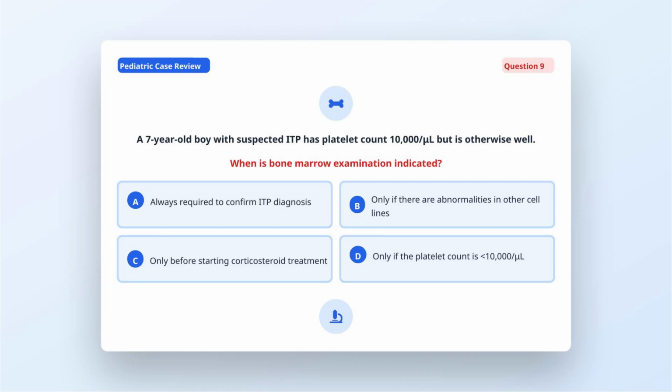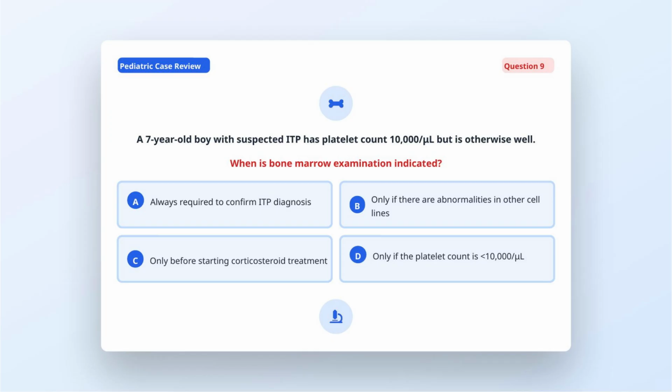Regarding bone marrow studies, a 7-year-old boy with suspected idiopathic thrombocytopenic purpura has a platelet count of 10,000 per microliter but is otherwise well with minimal bruising. When is bone marrow examination indicated? A. Always required to confirm ITP diagnosis.